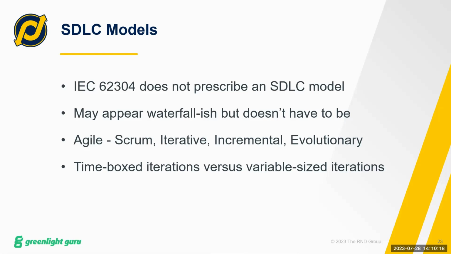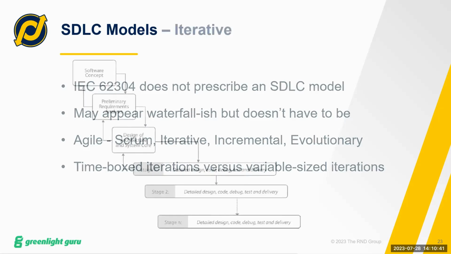At the R&D Group, we have different project leads who run their projects differently. Some use more of a Scrum with time boxed iterations. Others use variable sized iterations, and those iterations are dependent on the time it takes to implement a specific feature set. So you have lots of options. You just have to define it and link the two together.